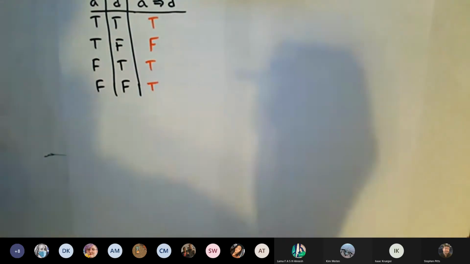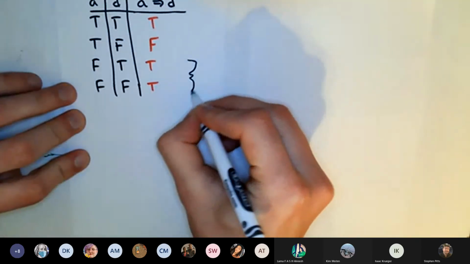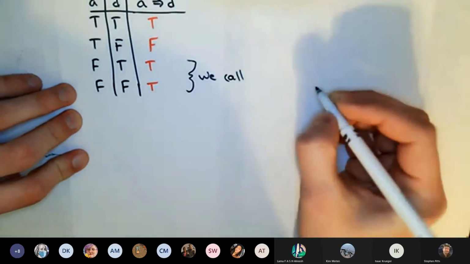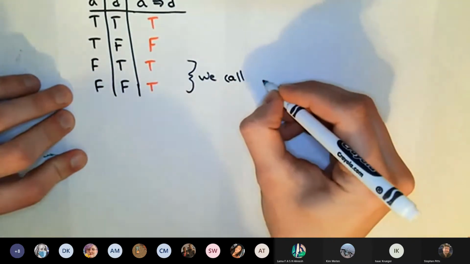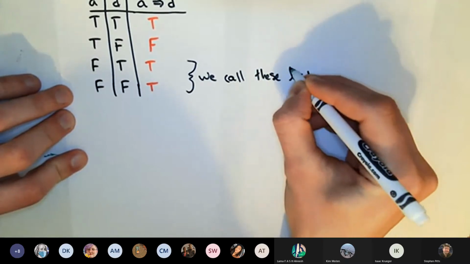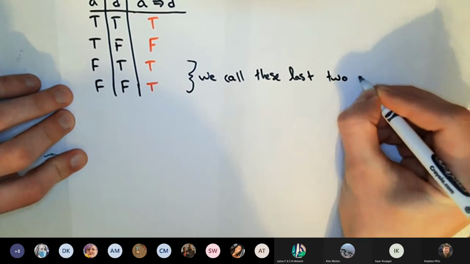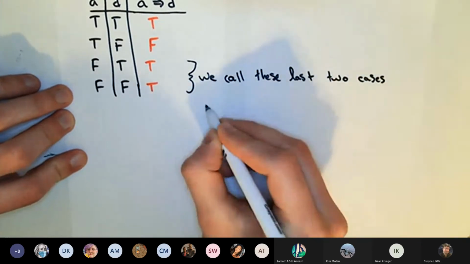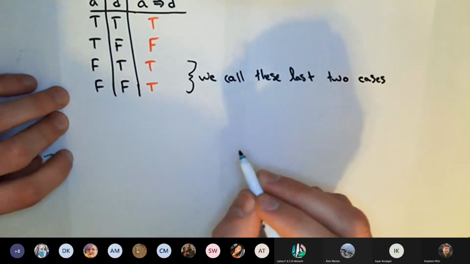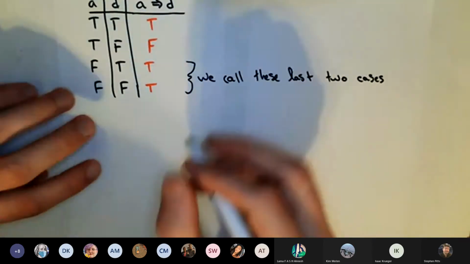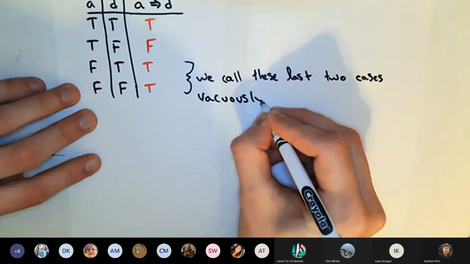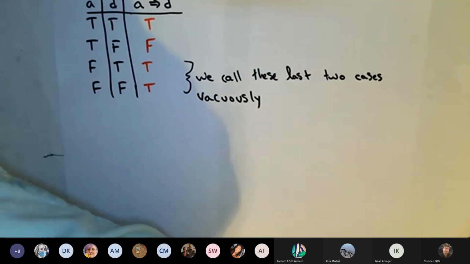Now, these last two rows, we call these last two cases vacuously true. How do you spell that? I haven't written it in a while. I think it's vacuous. No, let me look it up. I don't think there's a second U. That's embarrassing.